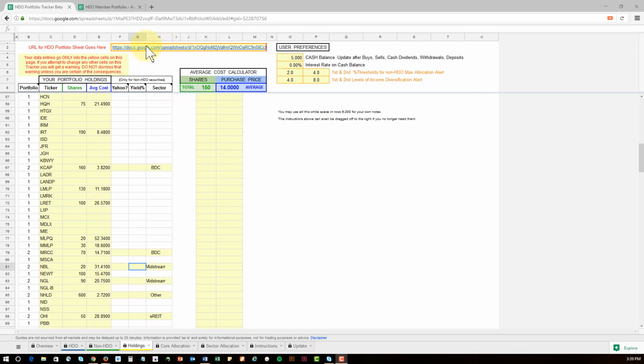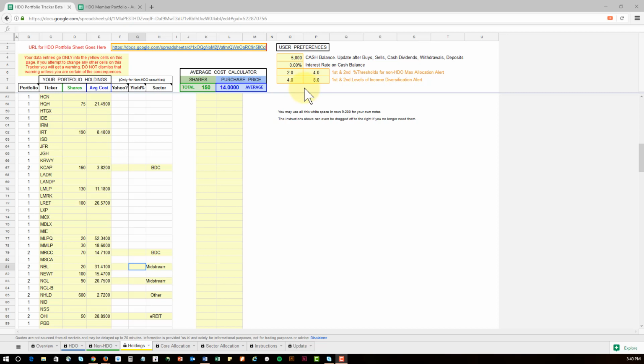Now important, all of this information comes from the HDO portfolio sheet at the top. If this is not the current sheet, you'll get an error message here to update the link to the current sheet. You can enter user preferences at the top, such as cash balance or certain thresholds for your alerts.